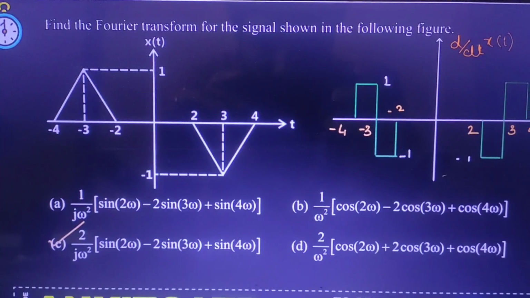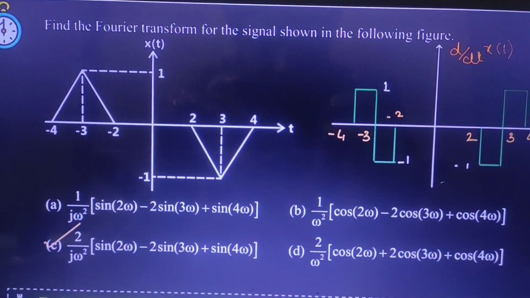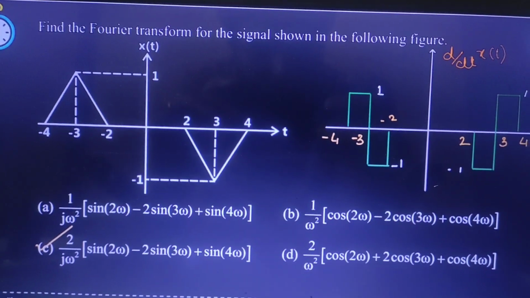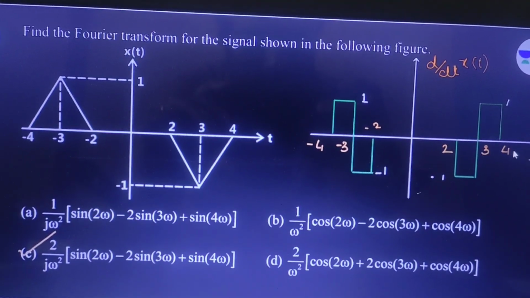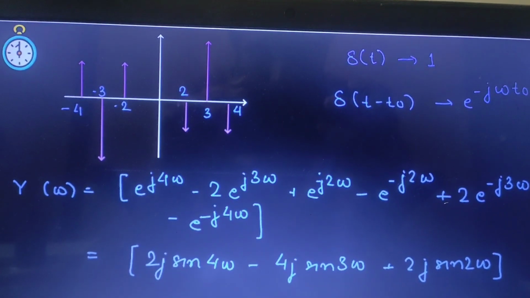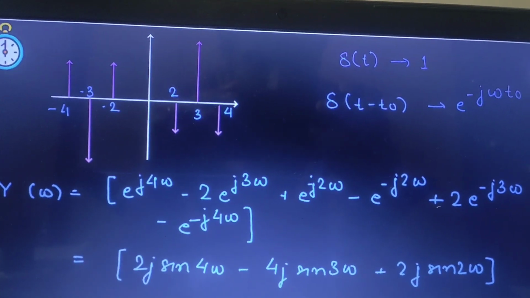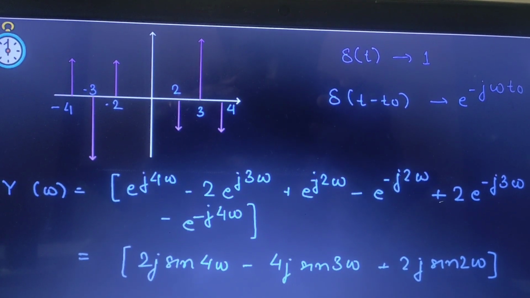In this problem, he is asking to find the Fourier transform for the given signal. X of t is given. It is a ramp signal. By differentiating the ramp, you will get a step signal. So d by dt of x of t you will get a graph like this. Now he converts it into impulses. Here the transform of del of t is 1, and del of t minus t naught is e power minus j omega t naught.